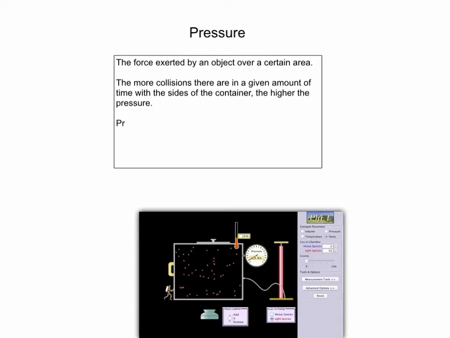So pressure is a measure of how often the gas particles hit the sides of their container.